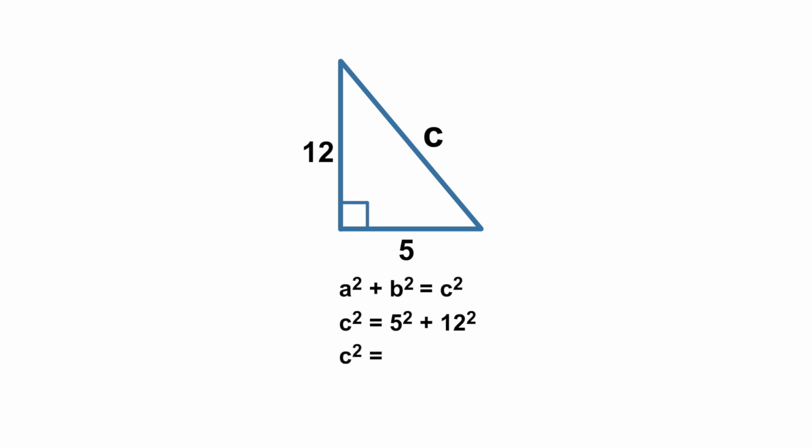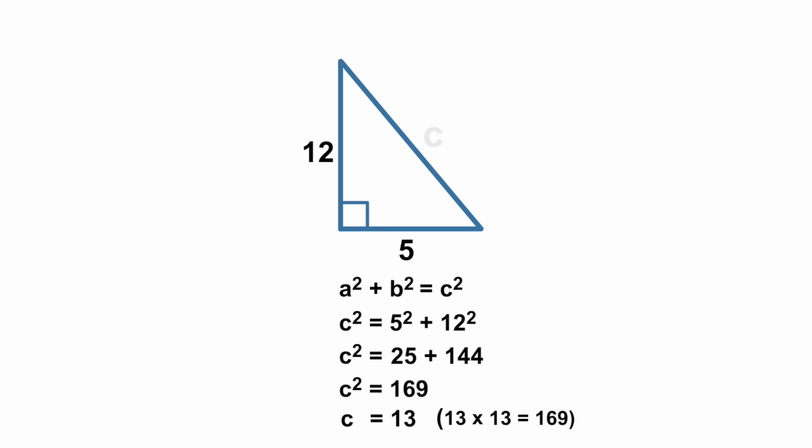C squared is equal to, well, 5 squared is equal to 25, and 12 squared is equal to 144. 25 add 144 is equal to 169. C, therefore, must be the square root of 169, which is equal to 13. And that's the answer. So notice that we have a right-angled triangle with the sides 5, 12 and 13.